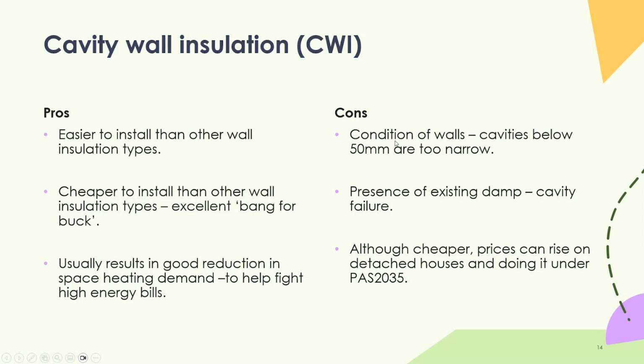Points against it are really to do with the condition of the walls. And as I say there, if the cavity is 50 mil or less, that's too narrow to be enough of an improvement on its own. You need to be thinking about some sort of other solid wall type, internal or external insulation, to in effect prop up the cavity when it's a narrow cavity. Always got to deal with any existing issues, failed cavities.